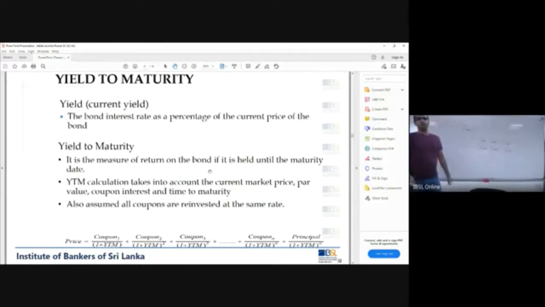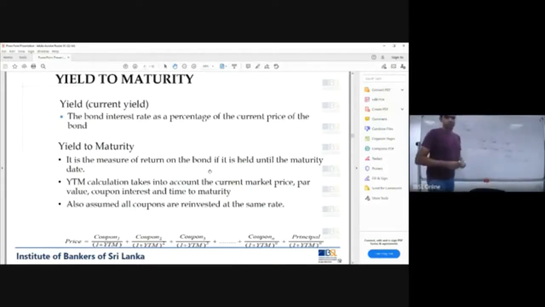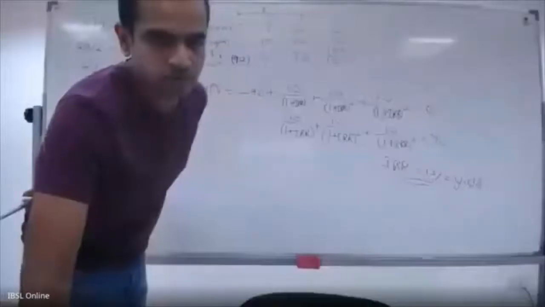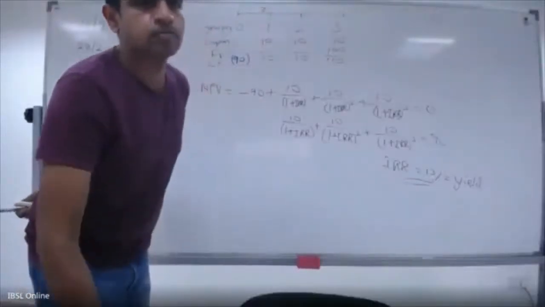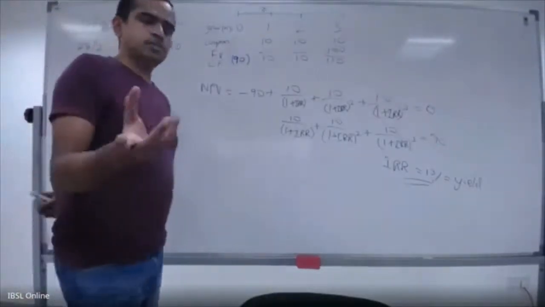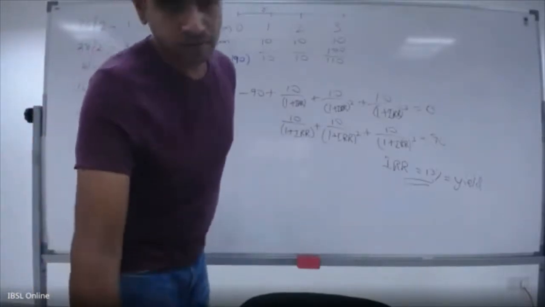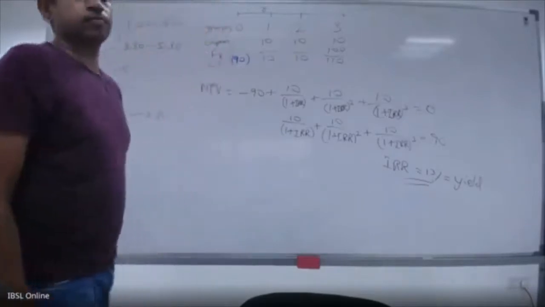So solving for IRR will give you a certain figure, right? Let's say IRR will get as 13%. Now this 13% is the return that you get on this bond. It's called the yield. Or the return on this bond. It's called the yield. Okay. So in other words, the return that you get on a bond or an investment is called the yield. All right.